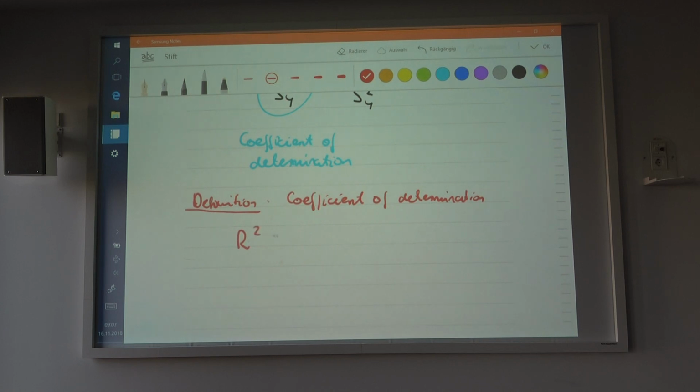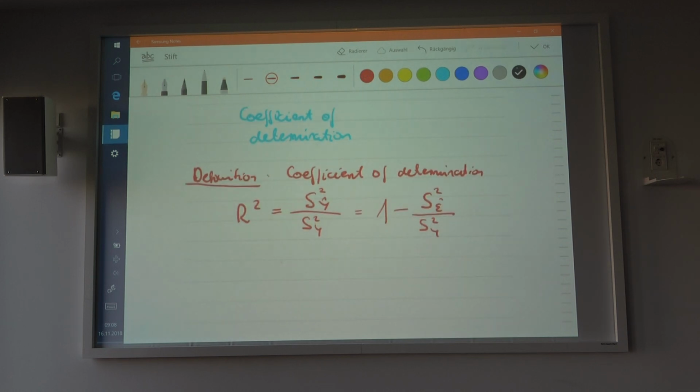And this is going to be equal to the variance of the explained parts divided by the variance of the total parts, or basically 1 minus the ratio of the variance of the unexplained parts. So here you have the residual variance, and here you have the total variance. Or you can use the TSS, so you have the explained sum of squares divided by the total sum of squares, which is also equal to 1 minus the residual sum of squares divided by the total sum of squares. So that's equivalent.